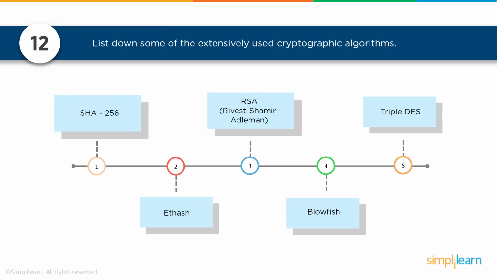List down some of the extensively used cryptographic algorithms. These are a few popular algorithms which are extensively used. SHA-256, Bitcoin uses it. Ethash, Ethereum uses it. RSA is one of the other popular algorithms. Blowfish, DES. It's very important to memorize the names of these algorithms when asked, and SHA-256 and Ethash are used in two of the popular public blockchain networks.